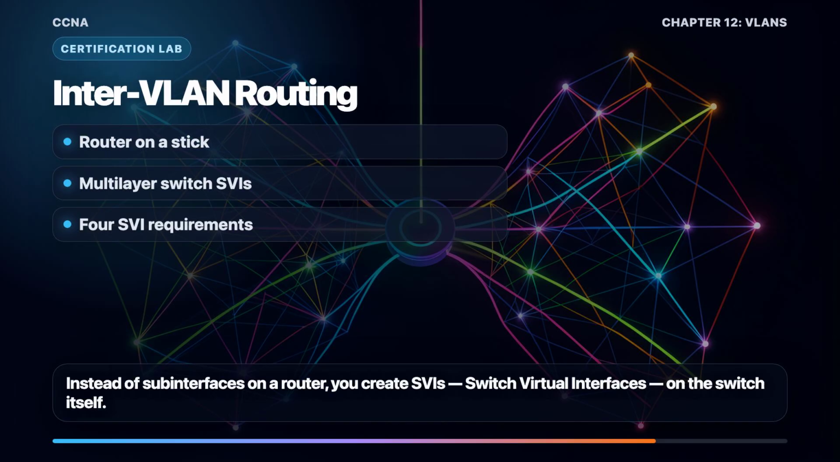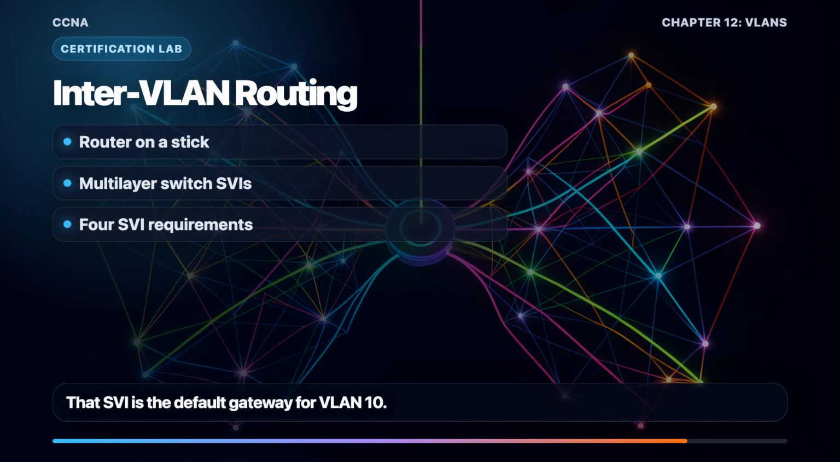But the most common method is a multi-layer switch, also called a layer 3 switch. Instead of subinterfaces on a router, you create SVIs, switch virtual interfaces, on the switch itself. Enable IP routing with the command ip routing. Then create interface vlan 10 and assign an IP address. That SVI is the default gateway for VLAN 10.